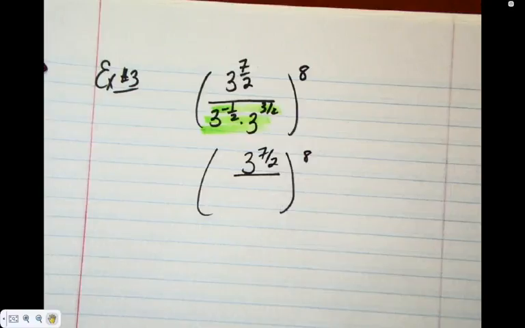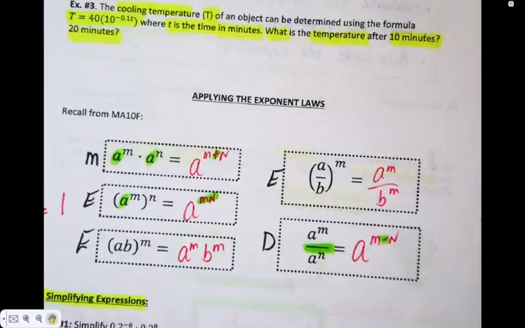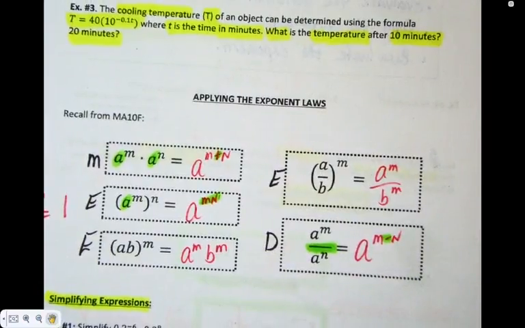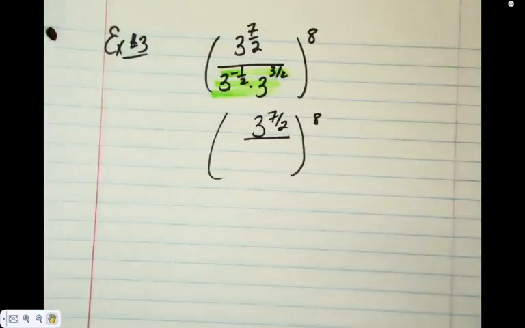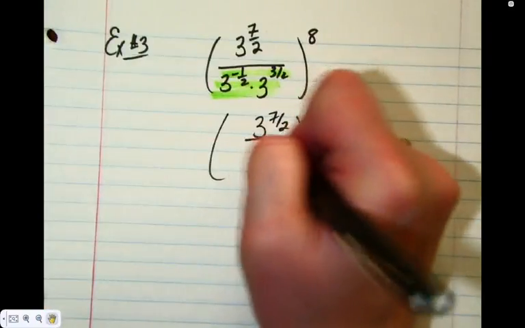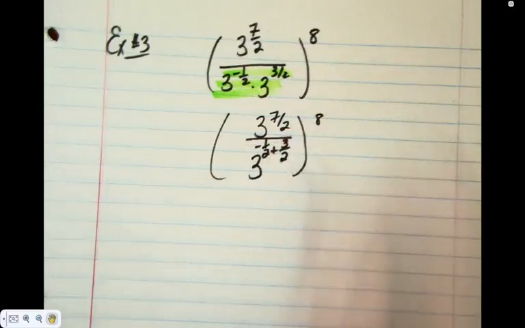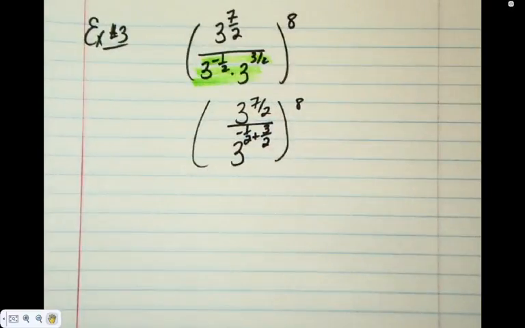On the bottom, I'm multiplying. And so we go back to our laws. Which of these has to do with multiplying? The first one, and it says, what do I do with the exponents? I add them. So I'm just going to combine this into negative 1/2 plus 3/2. And again, you don't need to show that step. You can jump right to the answer. I'm just doing it step by step.